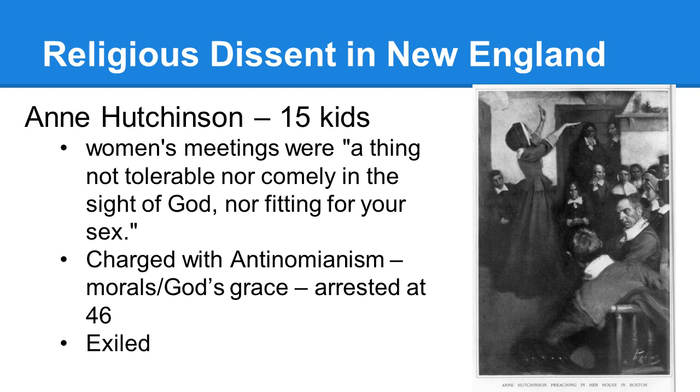We've taken care of the native problem in New England. Let's talk about the female problem in New England. There were females that did not agree with Puritan beliefs of the church, and one of them was Anne Hutchinson. Now, Anne was the mother of 15 children. And Anne decided that she was going to start holding meetings in her own home that were for women. There were men that came too, but it was mostly for women.